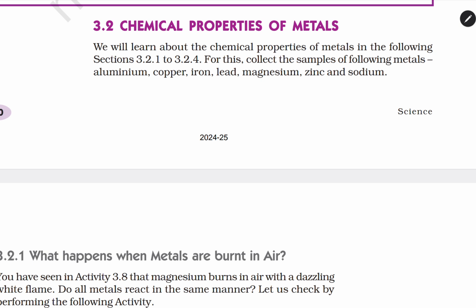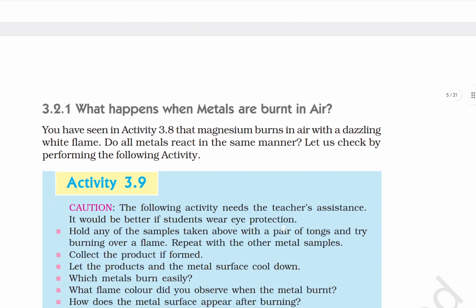Hello students, in today's class we are going to discuss the chemical properties of metals. Here we observe what happens when metals burn in air. In general, they react with oxygen to form metal oxides. The nature of the metal oxide formed depends upon the metal's reactivity. So what happens when metals are burnt in air?